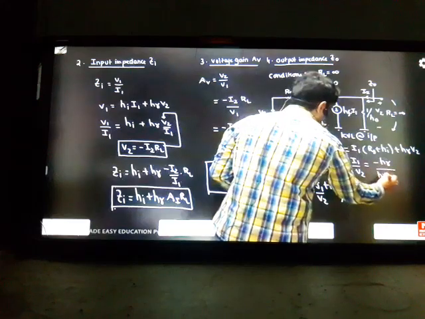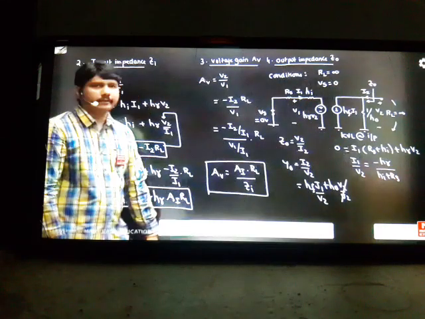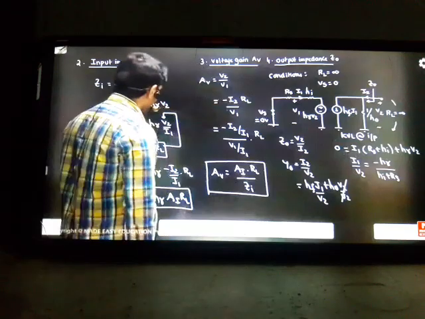HR by HI plus RS. So this is the way how I found this ratio I1 by V2. So finally, what is Y naught? You can easily write down now. What is Y naught?